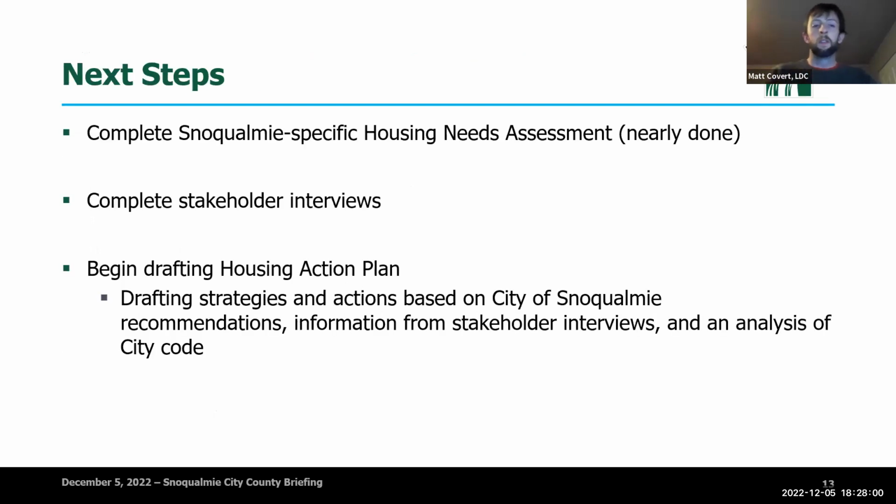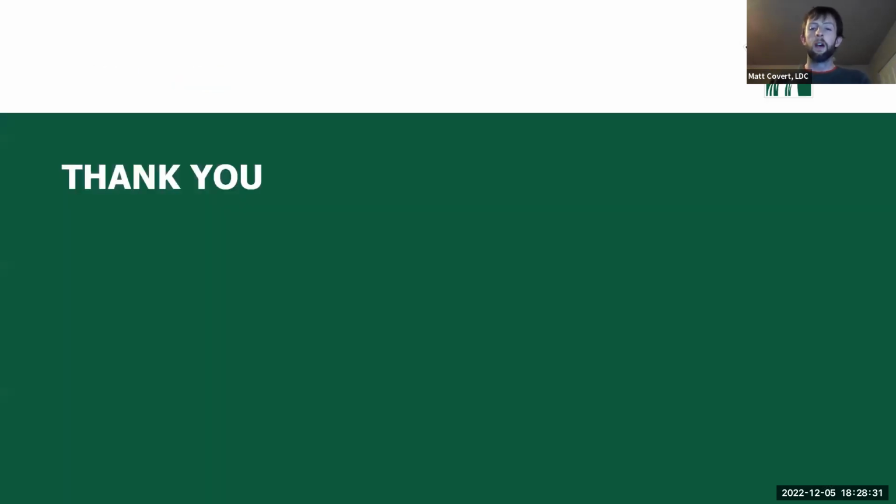Next steps. We're going to be completing the housing needs assessment specific to Snoqualmie, which is drawing the conclusions and data out of the regional document. And we're almost done with that. Then we'll complete stakeholder interviews, which should happen probably sometime in the next week or two. We're also getting underway on getting some of these actions written up, at a very preliminary level, sifting them through discussions with staff and getting those into something that can be released to you and to the public in mid to late January. Do you have any questions?